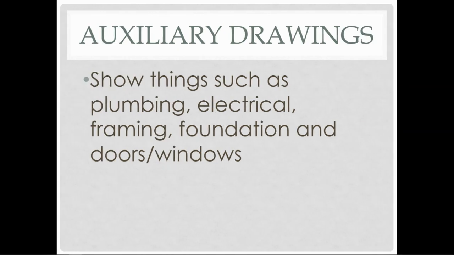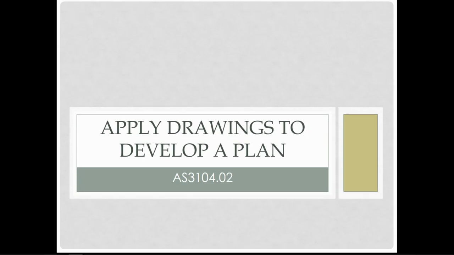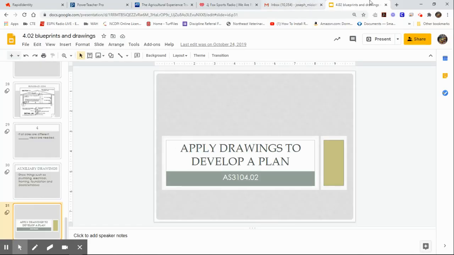And then you can also have auxiliary drawings. Whenever you have blueprints, you're going to have several copies. So if it was an electrical auxiliary drawing, it's just going to show the rooms, and then it's just not going to have any dimensions on there. It's just going to show you where the lights are, where the switches are, where the outlets are, and that's what your electrician would use to wire your house. Same thing for plumbing, doors and windows. And in a nutshell, that's what we talked about.